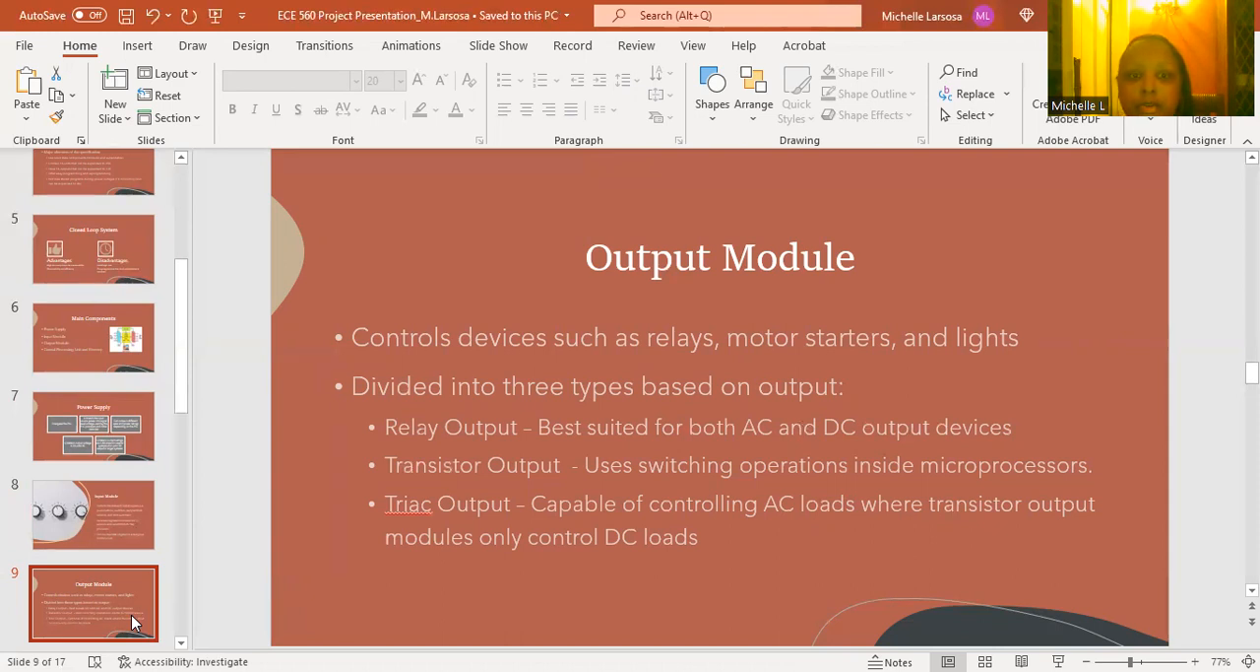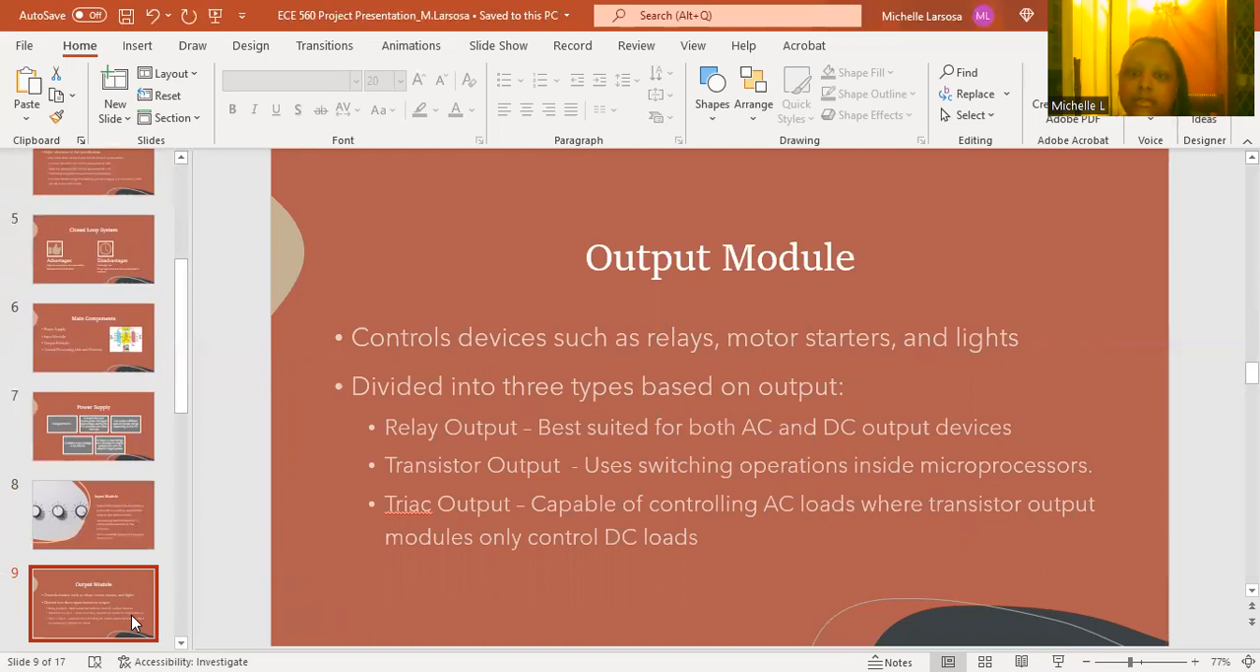The output module is also divided into 3 different types. Based on the output, you have the relay, transistor, and triac outputs. With the triac, it is capable of controlling the AC loads, where the transistor output modules only control DC loads. And so basically the triac output is dependent upon however the transistor output is designed, or however that's being used within a particular module.